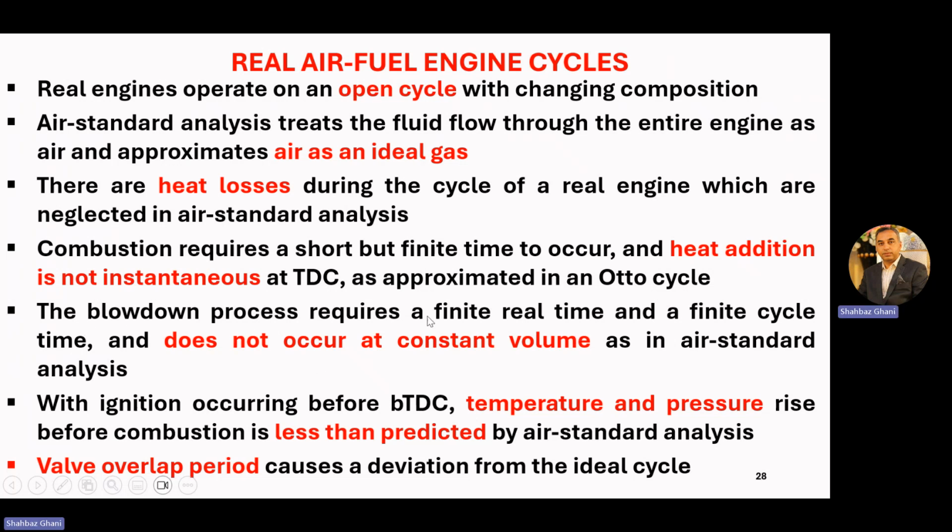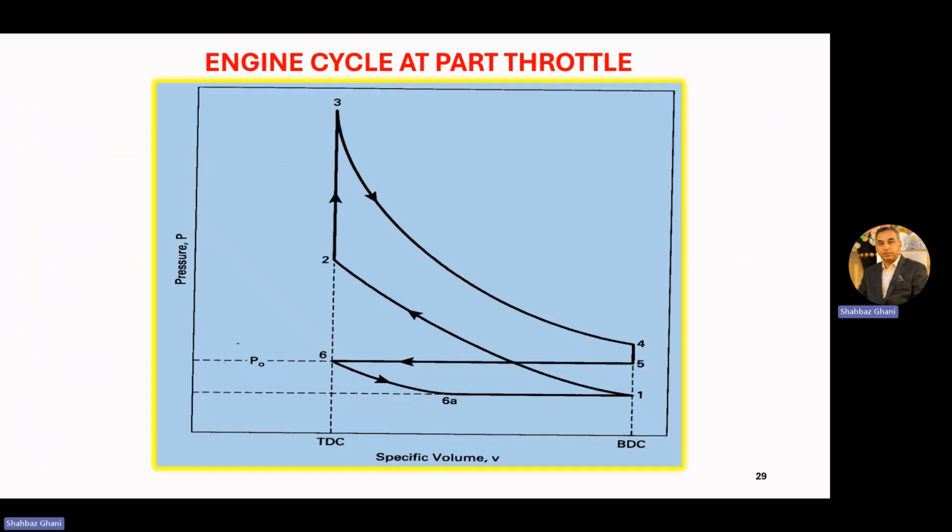The blowdown process requires a finite real time and a finite cycle time, and does not occur at constant volume as in the air standard analysis. With ignition occurring before TDC, the temperature and pressure rise before combustion is less than predicted by the air standard analysis. And the valve overlap period causes a deviation from the ideal cycle. So these are the comparison points of how your real air fuel engine cycle differs from the air standard Otto cycle.